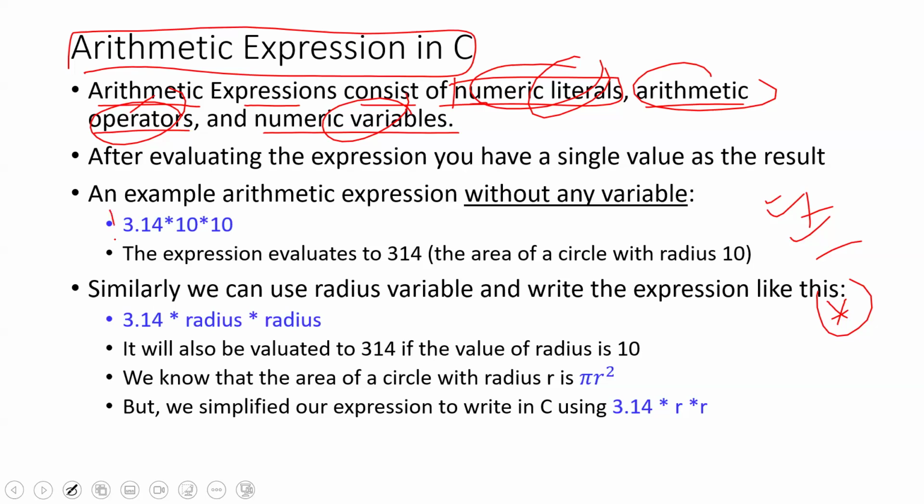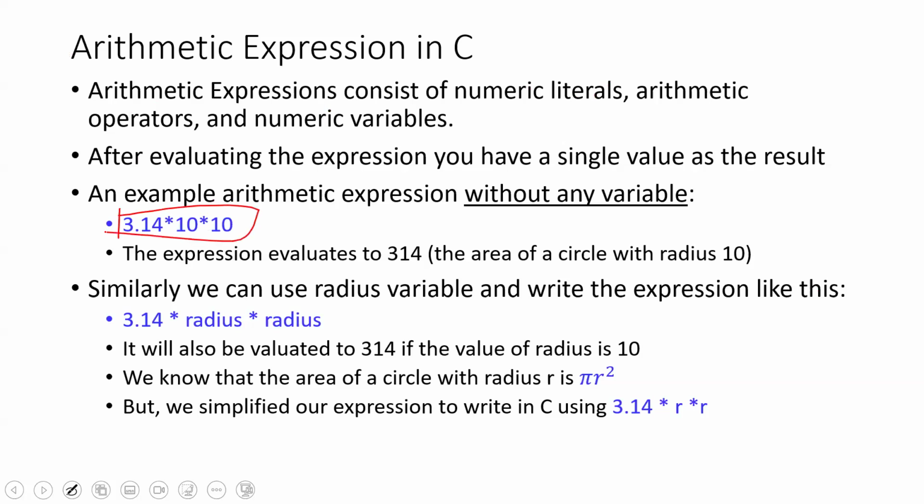Here is an example of an arithmetic expression: 3.14 times 10 times 10. So here all of them are numbers. We did not use any variables here. We have operators and some numbers. Can you guess what this line is doing? It's doing some calculation. What calculation is it doing? Yeah, it's calculating the area of a circle. See? Pi r squared. So the area of a circle with radius 10. Now you might have a question, okay, can I have the radius directly as a variable? Yeah, so you can write an expression like this also: 3.14 times radius times radius.